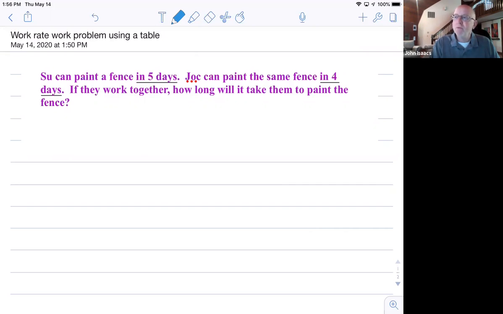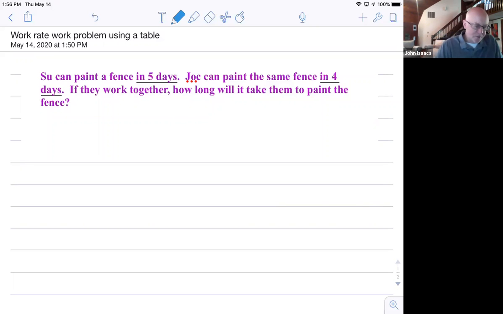So Sue can paint a fence in 5 days. Jock can paint the same fence in 4 days. If they work together, how long will it take them to paint the fence? Okay, don't answer 4.5 days, because we don't average the two. They're working together, so their work gets added up. They're clearly going to do the fence in less than 4 days.